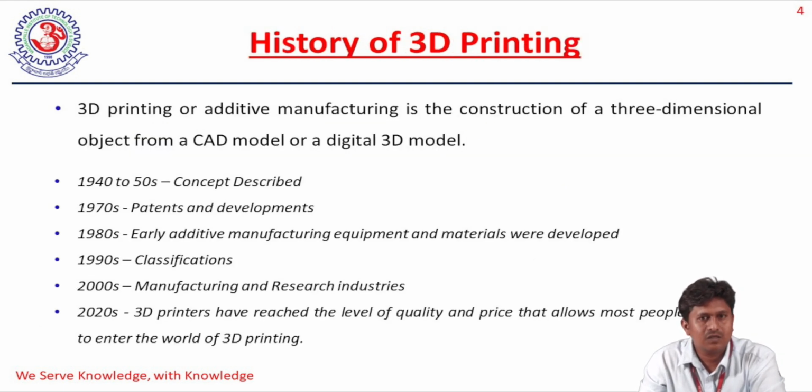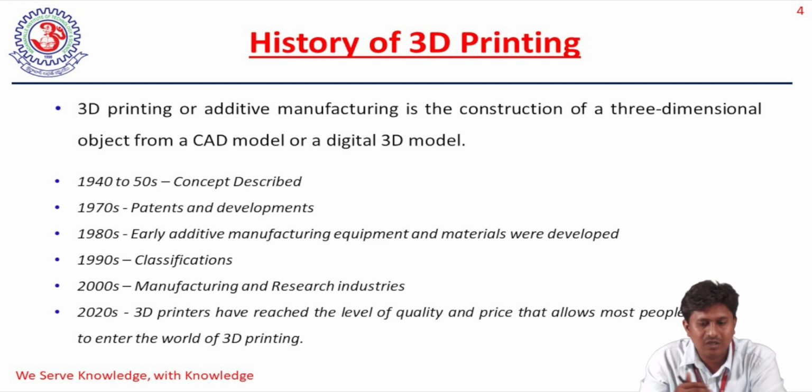Now we'll discuss the history of 3D printing. As you can see on screen, 3D printing or additive manufacturing is the construction of a three-dimensional object. We know three-dimensional: length, breadth, and height or thickness. So we are building the object from a CAD model, or a digital 3D model, by adding layer by layer. We are constructing the component layer by layer.